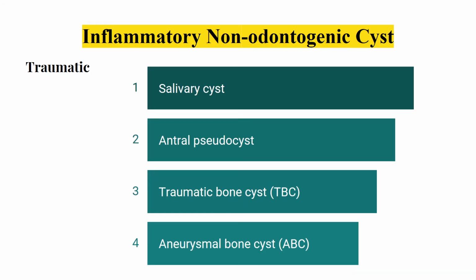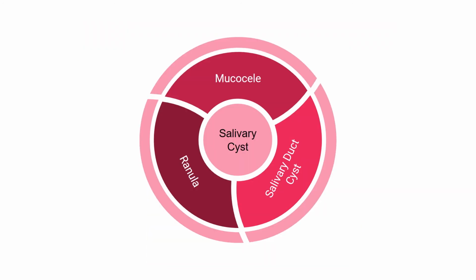Now moving on to the inflammatory non-odontogenic cysts with traumatic origin. The examples are salivary cysts, antral pseudocysts, traumatic bone cyst (TBC), and aneurysmal bone cyst (ABC). Now I'll be explaining the salivary cysts, which include mucocele, ranula, and salivary duct cysts. The first one will be mucocele.